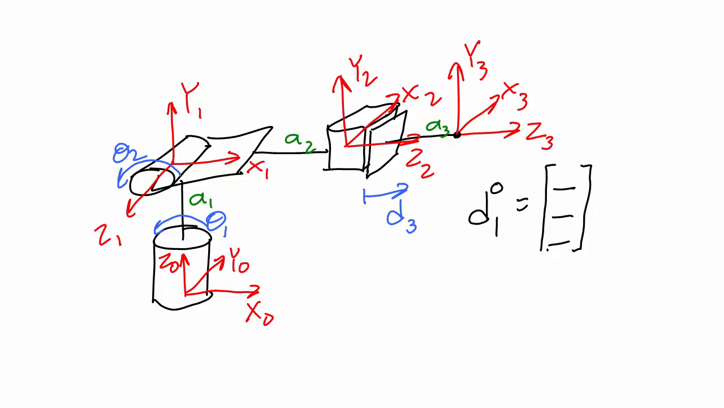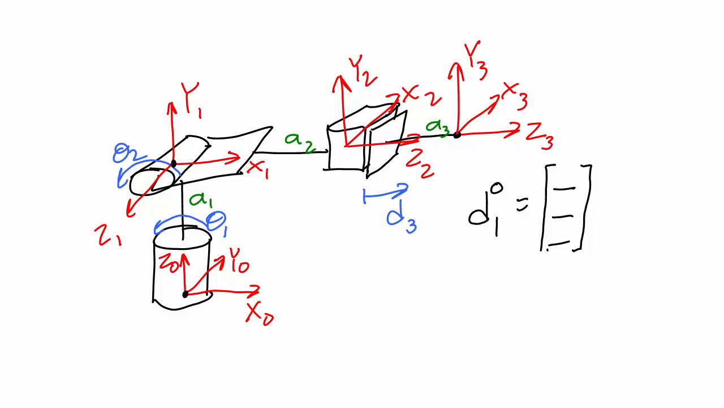The displacement from frame 0 to frame 1 means what is the displacement from the center point of frame 0 to the center point of frame 1 expressed in frame 0. I need to have an x value, a y value, and a z value. And the values or the variables that I put into this vector have to be true no matter what values we set for the joint variables.